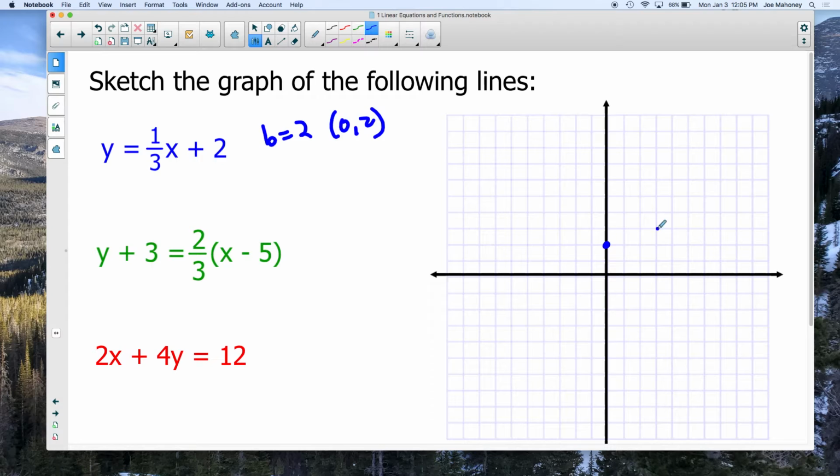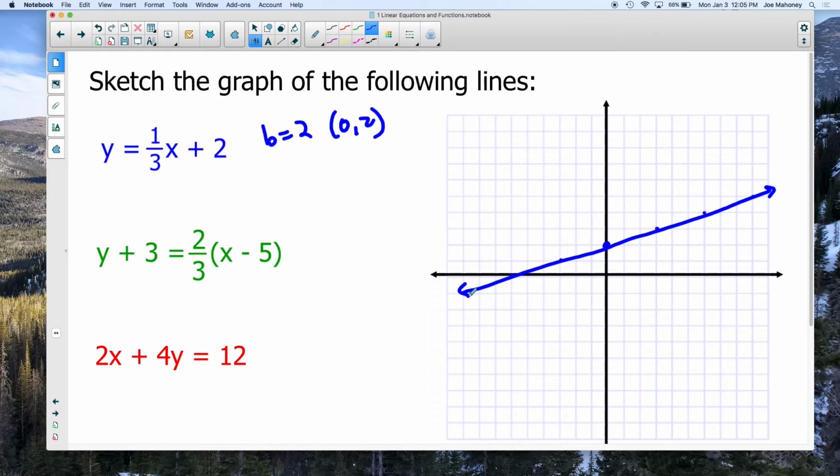So I go up 1 over 3, up 1 over 3, up 1 over 3. And then I can go the other way, down 1, left 3, down 1, left 3. That's a slope of negative 1/3. Let's draw a nice line through that. There's the line y equals 1/3 x plus 2.